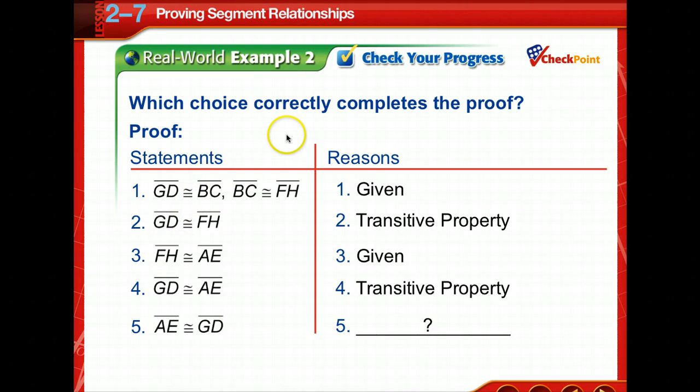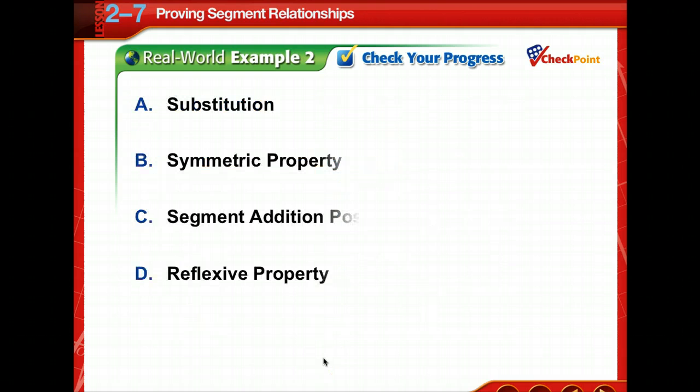So which choice correctly completes the proof? So take just a minute and study that proof. What did you get for a reason for 5? Did you come up with symmetric property? If you did, that is awesome. If not, why don't you go back and take another look at it to see what you might have been thinking wrong, or if you came out with a different way.